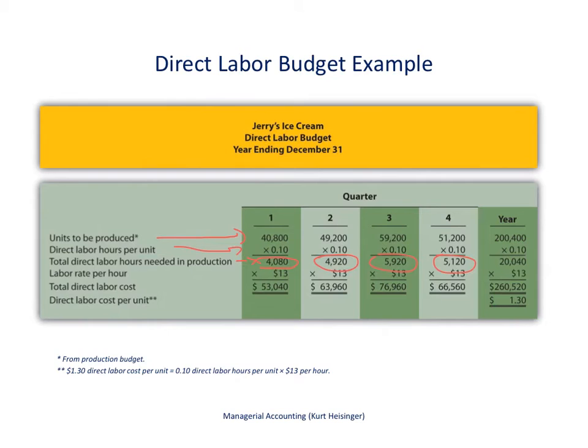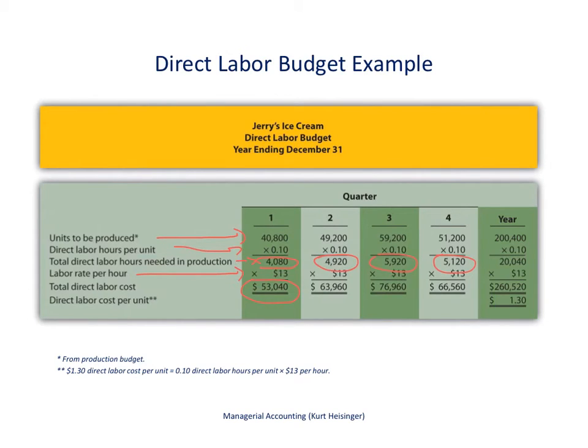And then we convert that to cost by multiplying it by our average labor rate per hour, which is $13. That's the standard that we set. So we'll take that $13 per hour, multiply it by the number of hours, and for the first quarter, that gives us a direct labor cost of $53,040. That's the 4,080 hours times the $13 per hour.